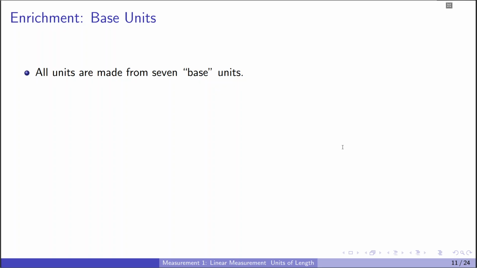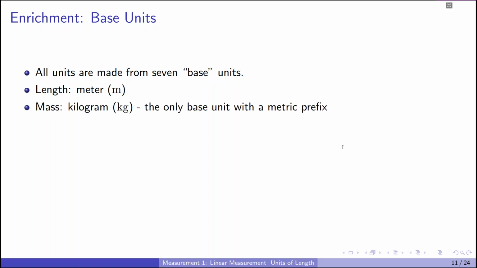So there are also base units. All units of measure are made from 7 base units. Every other unit of measure is some combination of these. For length, it is the meter. For mass, it's the kilogram, which is the only base unit with a metric prefix, that K for kilo. Chemistry uses the gram as its standard, but everything else, it's a base unit without a prefix. Mass is the only one with the prefix.